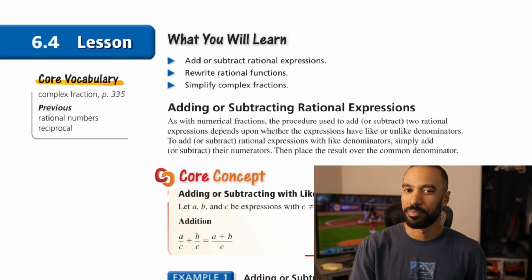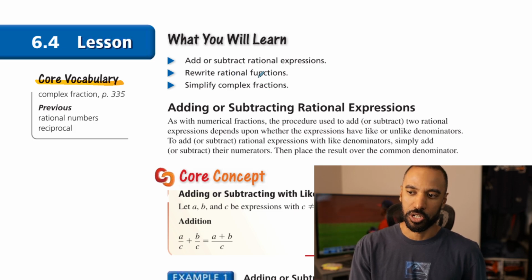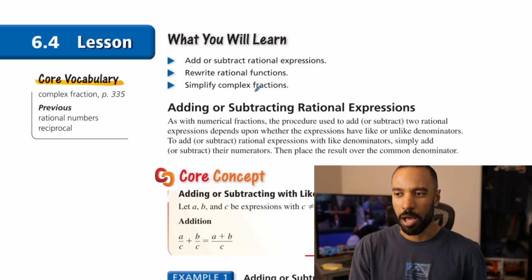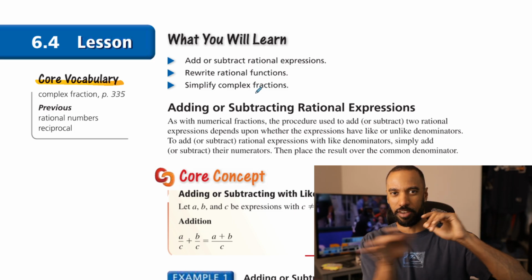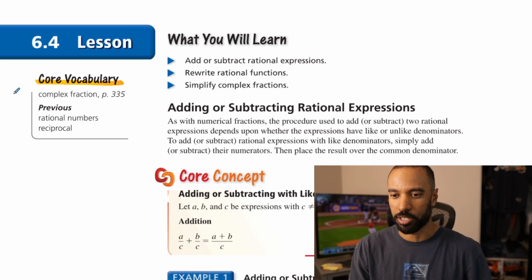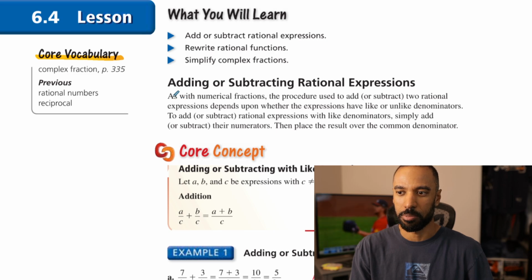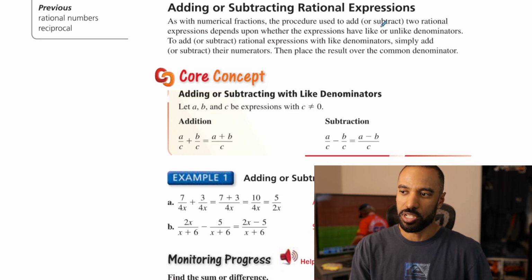Let's start rambling. We are going to add or subtract rational expressions, rewrite rational functions, I don't know what that has to do with yet, and simplify complex fractions. I think a complex fraction is like a fraction within a fraction. So like a over b divided by c over d, kind of like that. So complex fractions is going to be the new phrase here. Reciprocal, I suppose, is still used in some capacity. We'll see when.